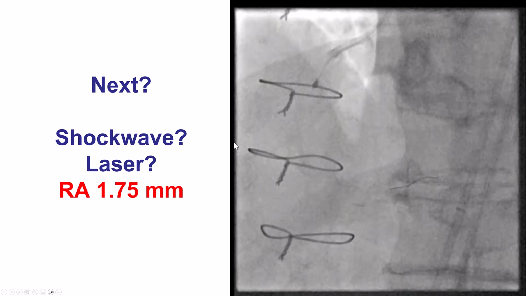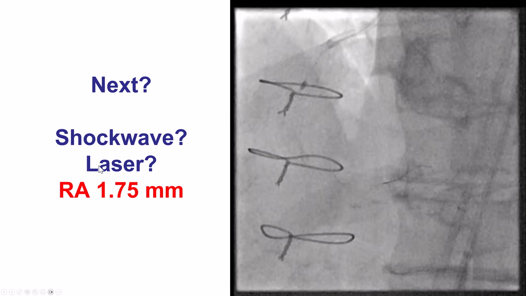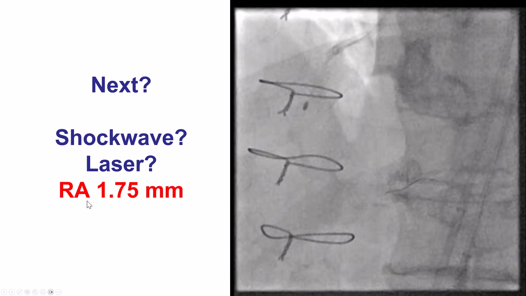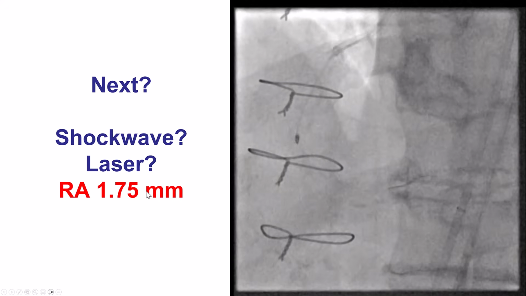So what to do? We thought about shockwave, but we thought it was going to rupture like the other balloons. We thought about laser, but laser is not as effective potentially in calcium. So we decided to go with a bigger burr. So this is a 1.75 millimeter burr.